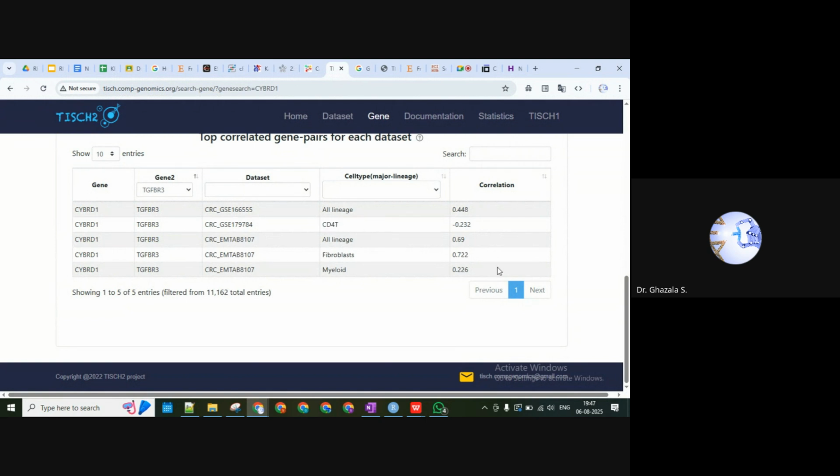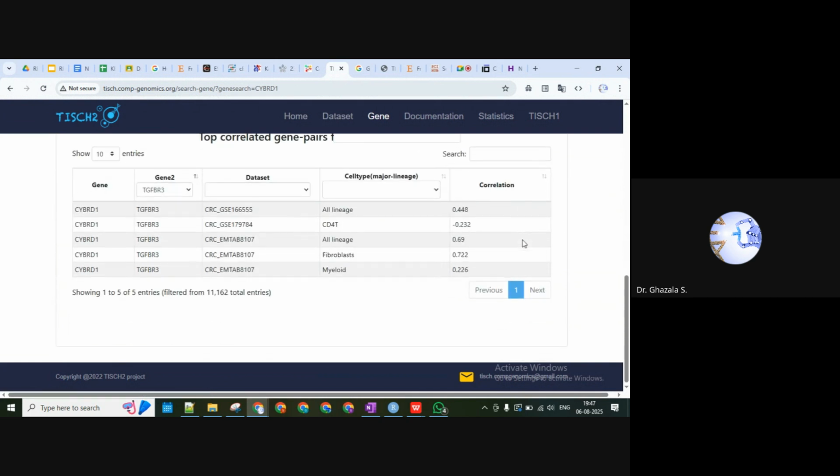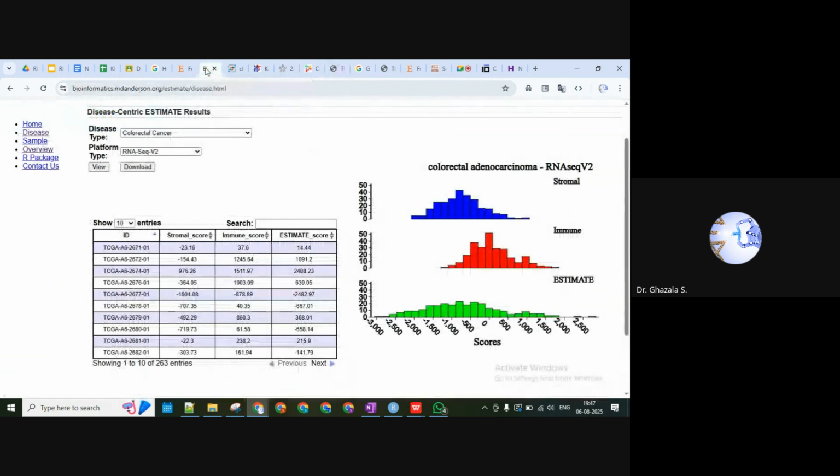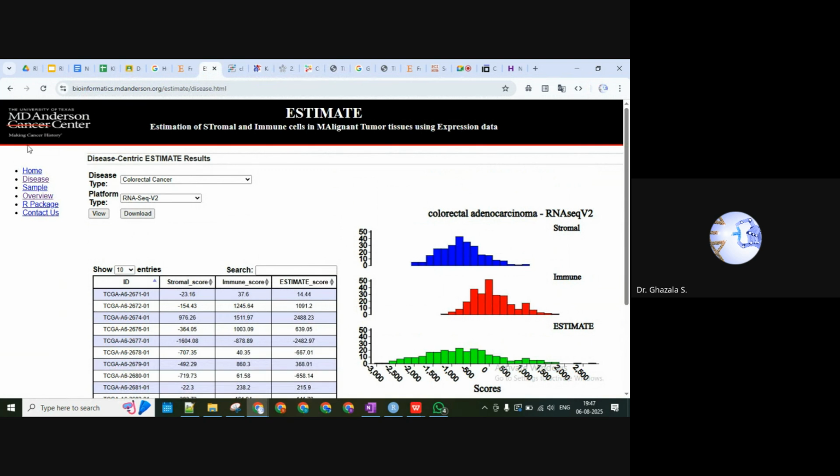This table you can download, there is a correlation download option. Okay, ma'am, I have a doubt. Is there any other software or tool to discuss the tumor microenvironment, or just this one alone? No, there are other tools also. For example, the ESTIMATE tool is there. This one is ESTIMATE from MD Anderson Cancer Center.